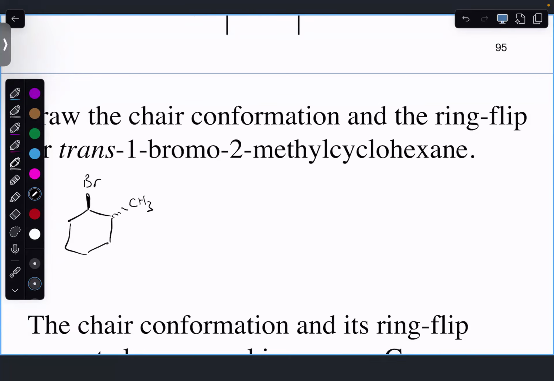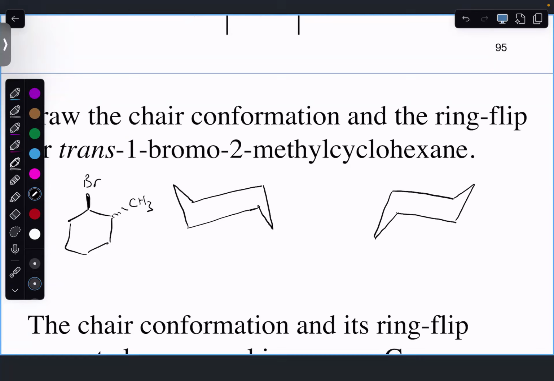Now we're going to put this in a chair form, in 2 chair forms actually. Again, I would encourage you to be consistent with this. I always start, for whatever reason, like this. Then I'm going to go ahead and just draw the other chair form. Okay, so there's the 2 chairs.